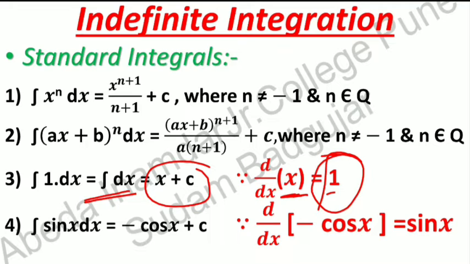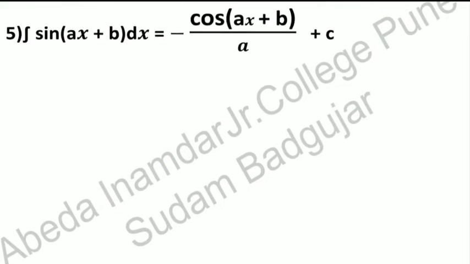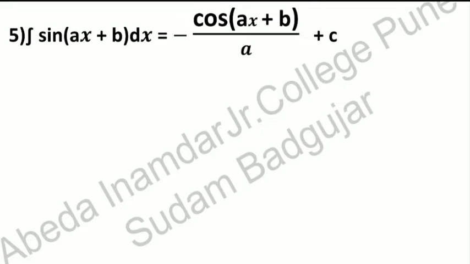Now I am taking a linear angle here. So integration of sin of ax plus b is equal to minus cos of ax plus b divided by the coefficient of x, plus c.